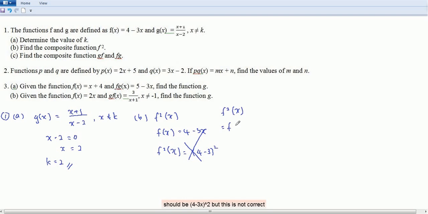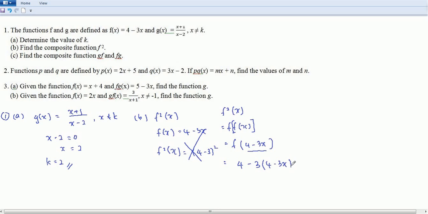f squared of x means f(f(x)). I put a big bracket here. We have to do the inner f(x) first. What is f(x)? f(x) is 4 minus 3x. So write inside 4 minus 3x. If here is x, here is x; here is 2, here will be 2. Now here is 4 minus 3x, so this whole thing becomes the new x. Then you just continue to do it.